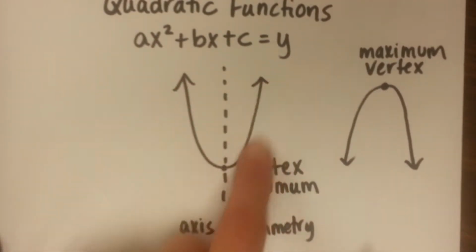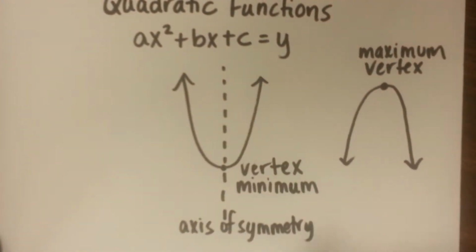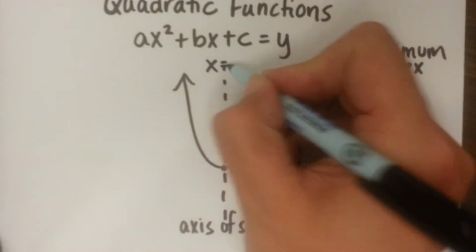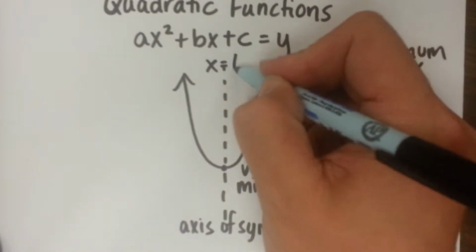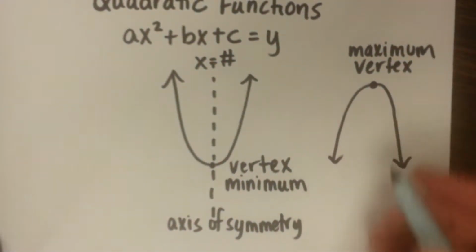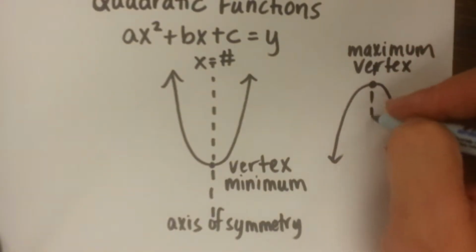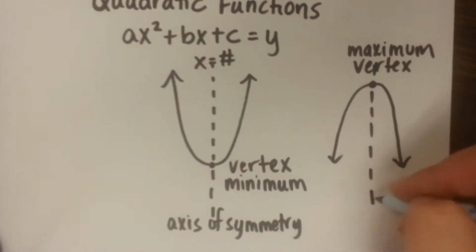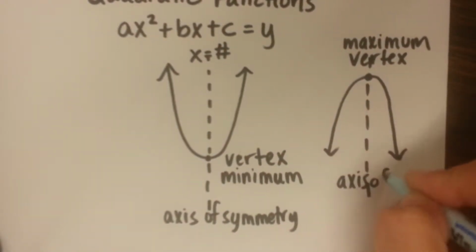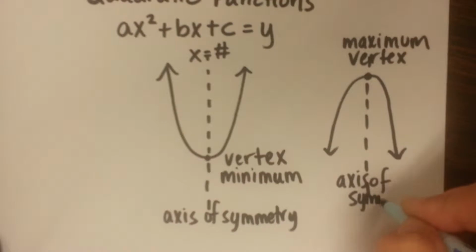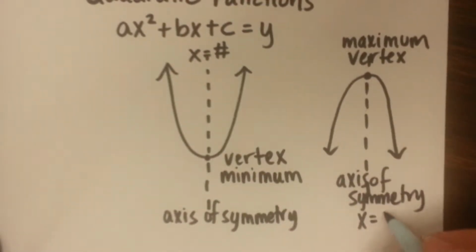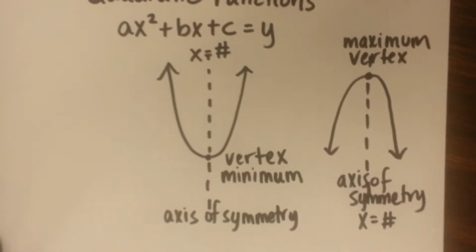Since our parabola is facing upward, this line that runs down in between it is going to be a vertical line, so it's going to be one of those that has x equals some number, whatever the number happens to be. Same thing is going to happen if our parabola is facing downward. We're going to have this axis of symmetry, and it's going to have a vertical line that runs through it, and it's also looking like x equals a number.